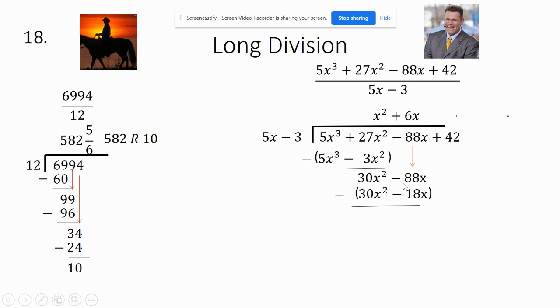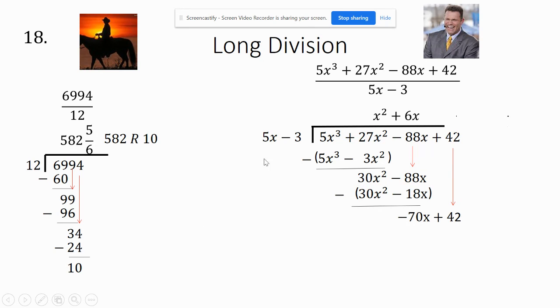These will cancel. Negative 88 minus negative 18 is like adding 18. Got to be careful with that. Which makes it a negative 70x. Because I have negative 88 minus a positive 18 makes us negative 70x. And then I brought down the 42. You see it right here. I brought down the 42.